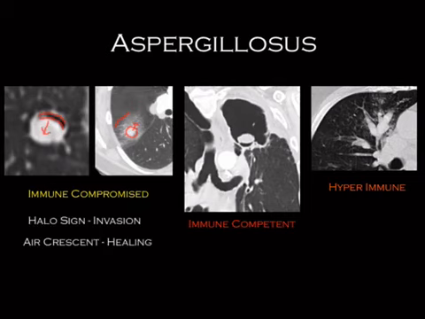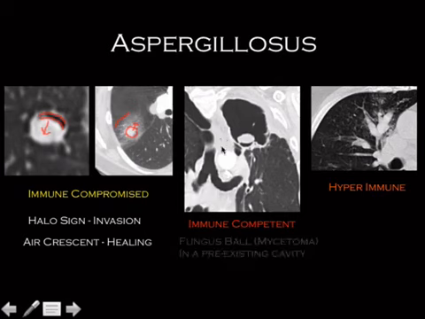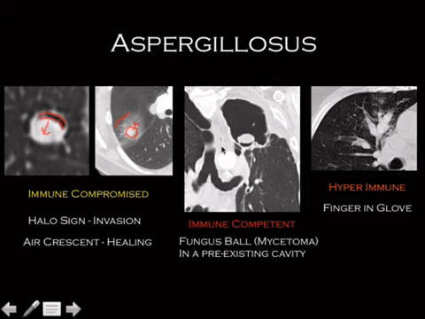Now, contrast this to your immunocompetent person who has a cavity from prior fibrobullous disease, and then that cavity becomes inhabited by fungus. So this is what's called a mycetoma. It's fungus that's colonized the pre-existing cavity. It's not invading into anything, and this is an immunocompetent person. And then the third scenario is your hyperimmune patient. And this is the person with asthma, and this is your finger in a glove.